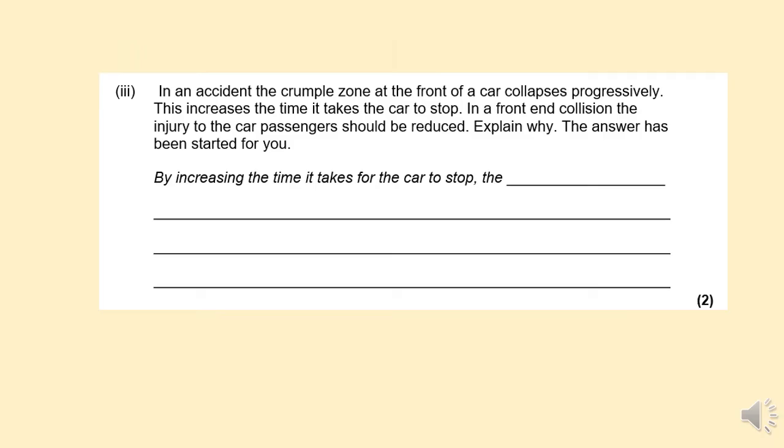So we have a slightly different style of question here because they're starting the answer off for you. For some people, that will make it easier. For others, it actually makes it harder. So in an accident, the crumple zone at the front of a car collapses progressively. This increases the time it takes for the car to stop. In a front-end collision, the injury to the car passengers should be reduced. Explain why. The answer's been started for you. So you start by increasing the time it takes for the car to stop there.